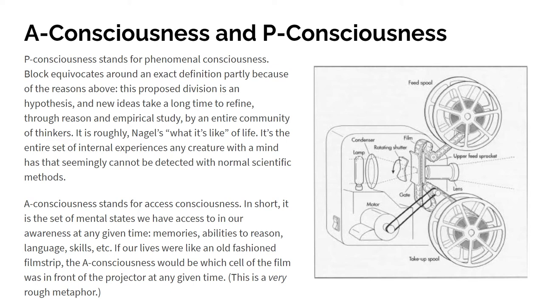But you only have access to some of them at any given time, and that's the one that's right in front of the light. So how old-fashioned films worked is the film reels would spin, light would shine through this little window in the middle, rotating shutter, lens, etc., and then that is what's projected out onto the screen. So you have all these millions of little cells flashing by, and that simulates movement and motion, and your access consciousness is whatever the lens is flashing on in that very moment.